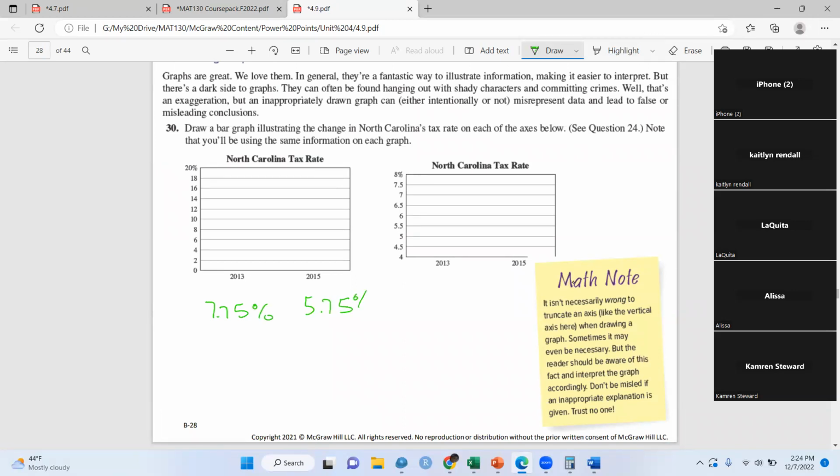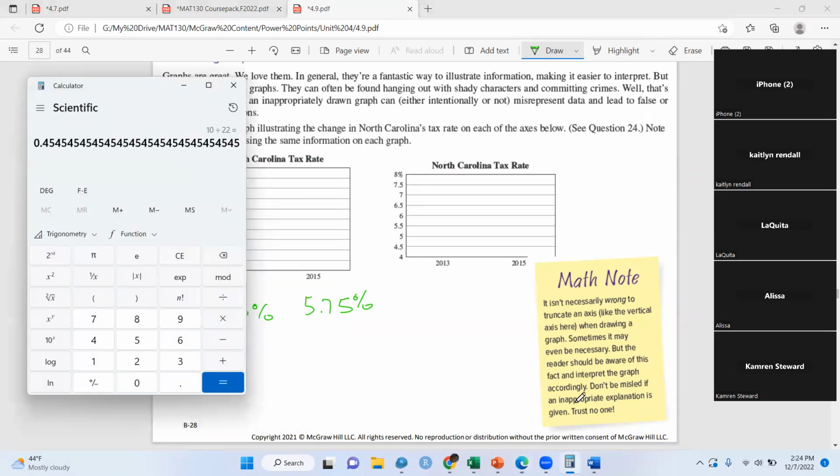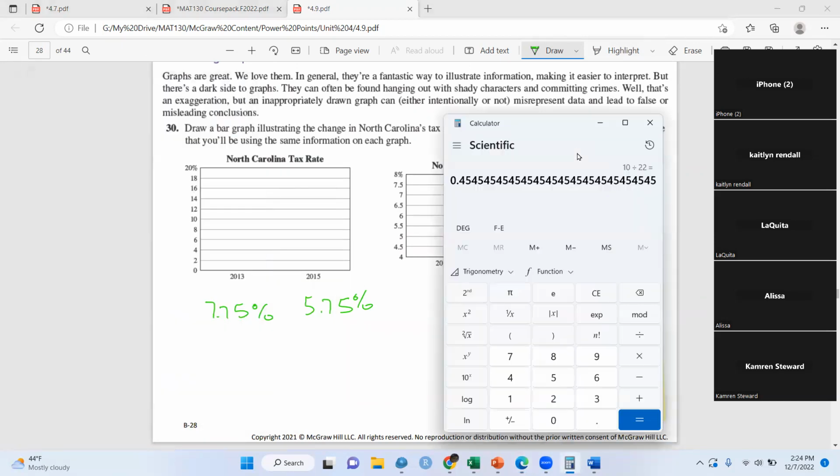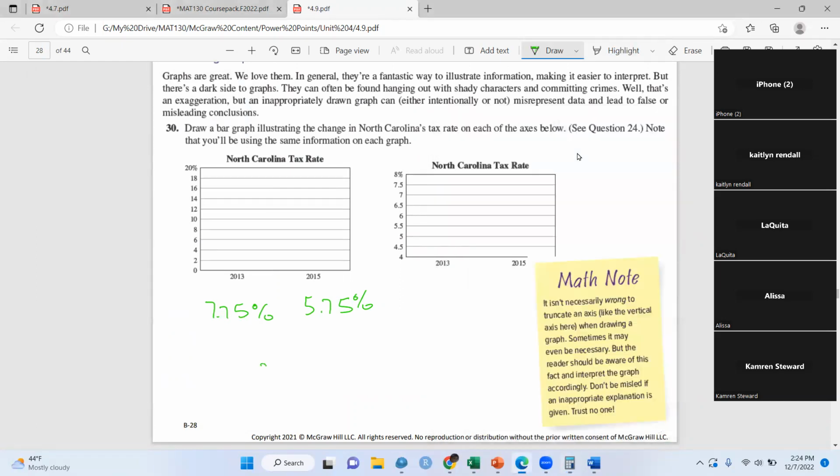So we'll just do a quick calculation here about the difference between these two numbers, and we'll get the actual difference. So there was a 2% drop, right? That's the fact. That's the numerical value. Now I'm going to draw a bar graph of these two values. 7.75 would go here-ish, and 5.75 would go here-ish. Okay, so there's our visual difference between the two.